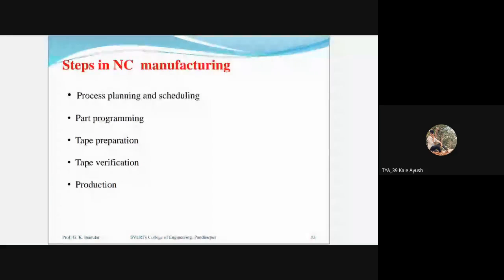Second is the part program, to create the part program according to our requirement. After that, tape preparation. Tape preparation is transferring the program we have made to the machinery. Then tape verification, where simulation is also available in that machinery. We check the simulation first, and if we are confident, then we can start the work, and after that production. So see in detail.